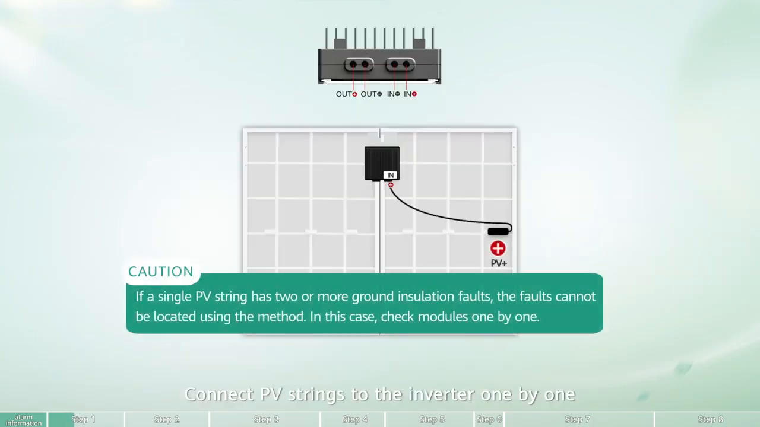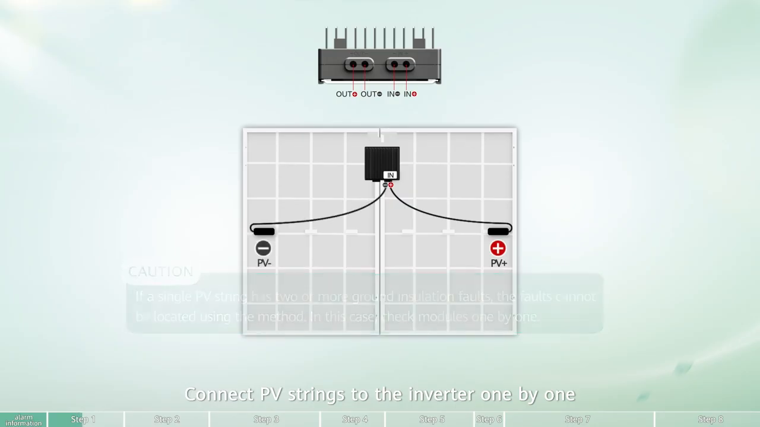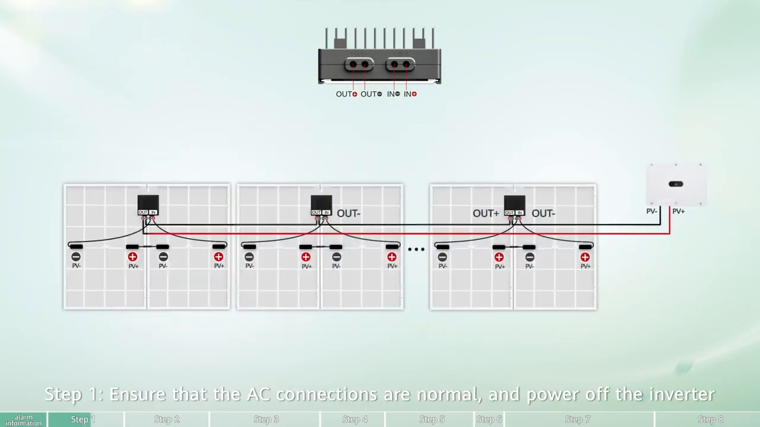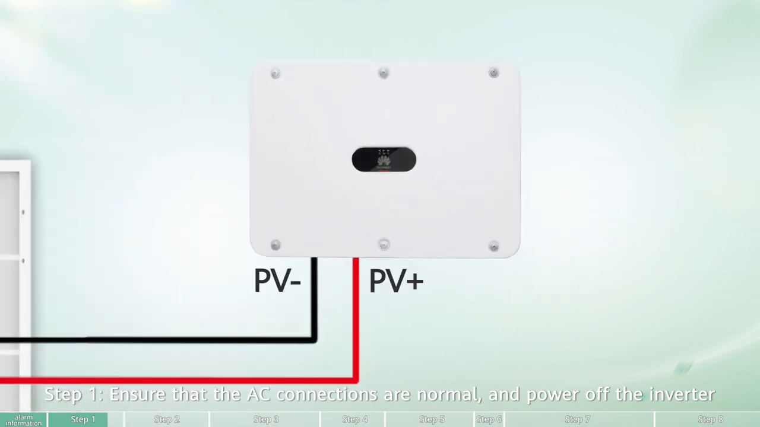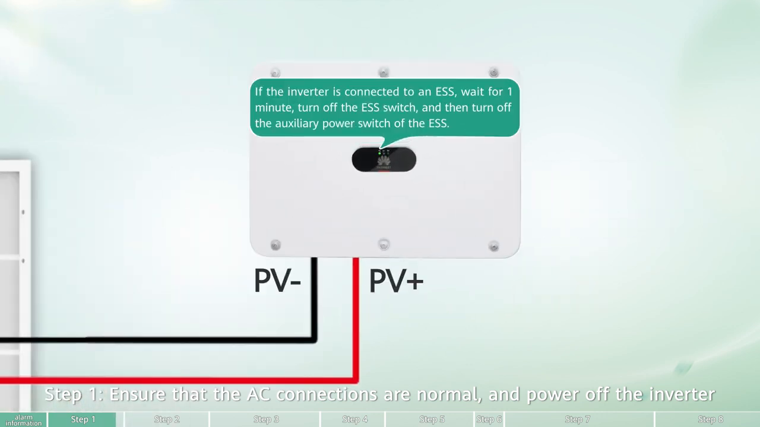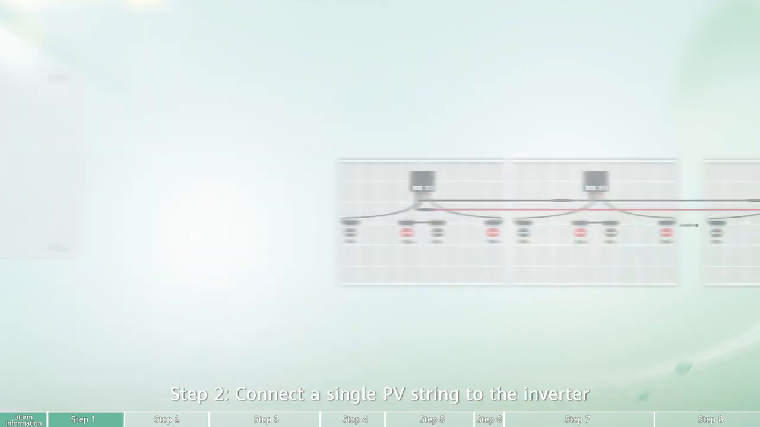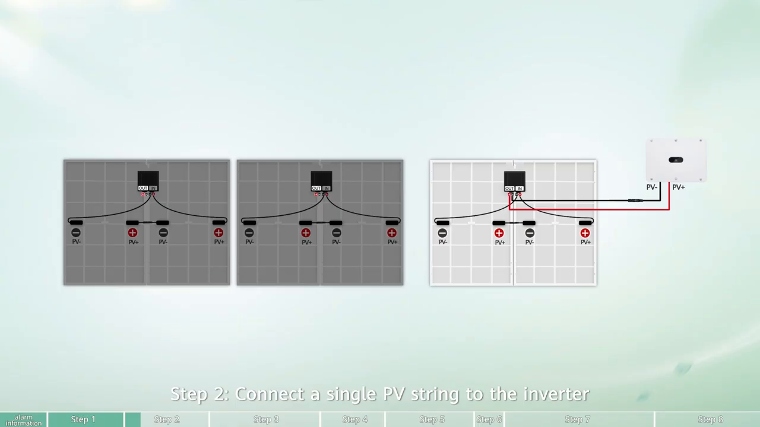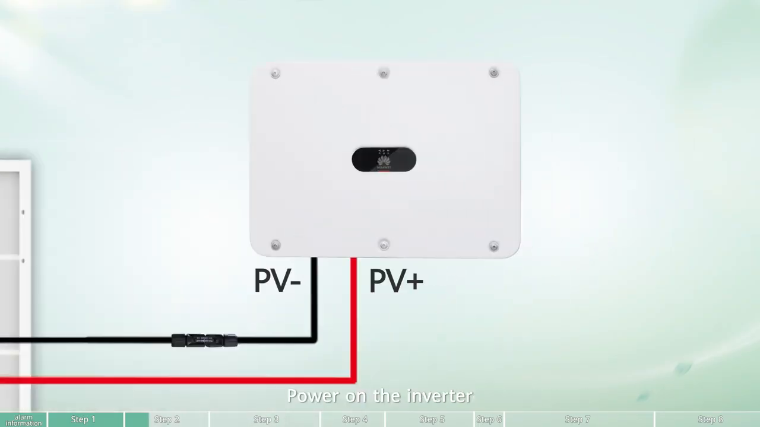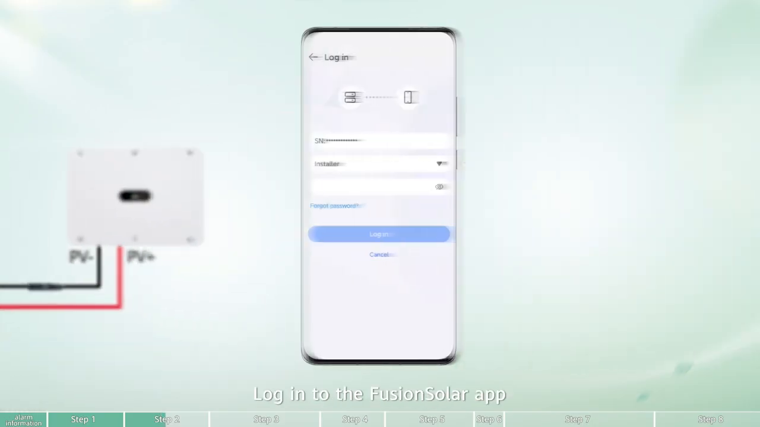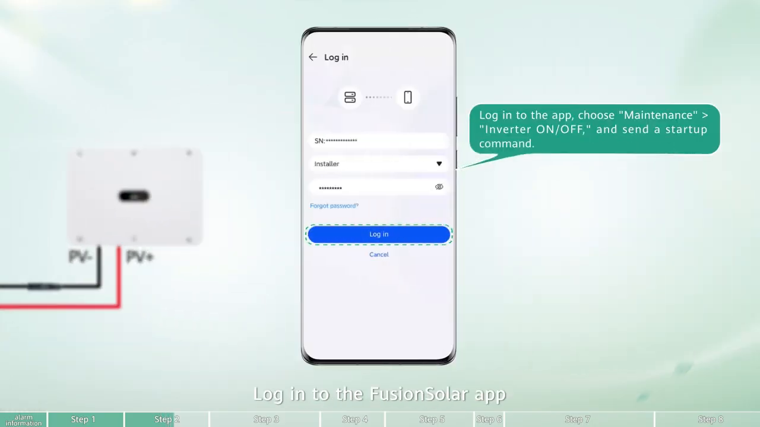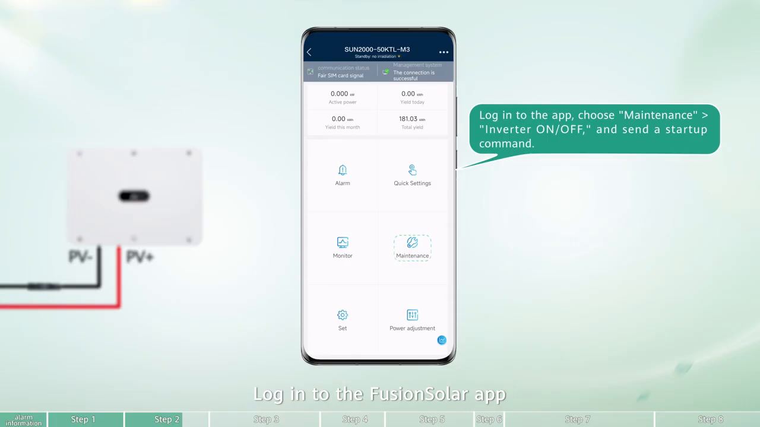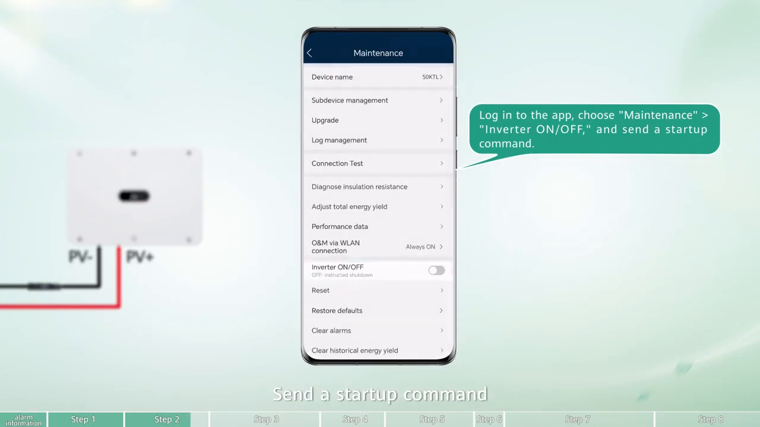Connect PV strings to the inverter one by one. Step 1. Ensure that the AC connections are normal and power off the inverter. Step 2. Connect a single PV string to the inverter. Power on the inverter. Log in to the Fusion Solar app. Send a startup command.